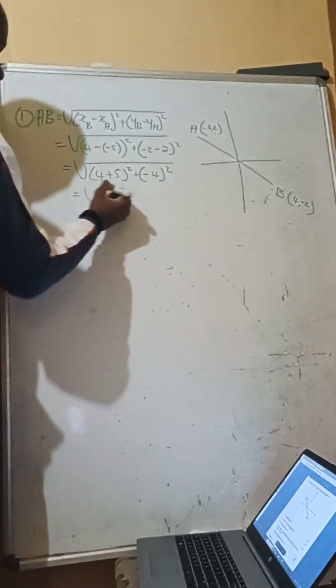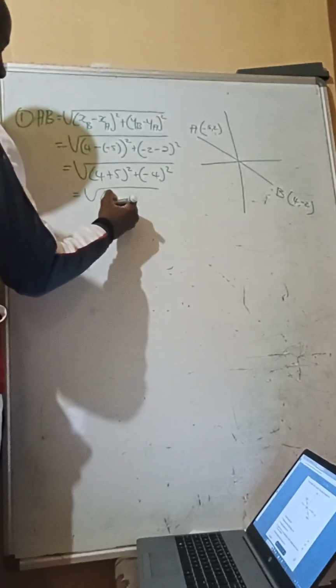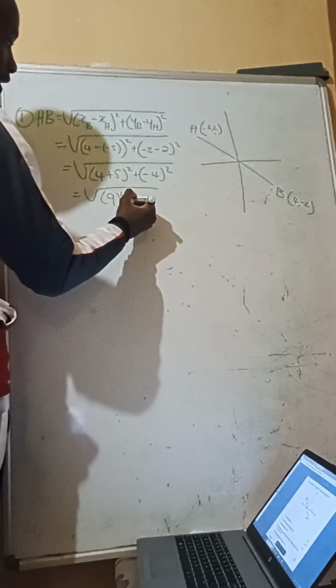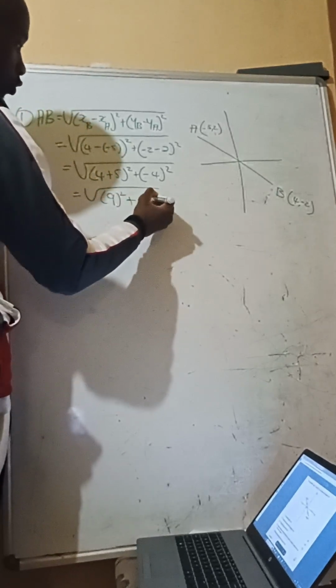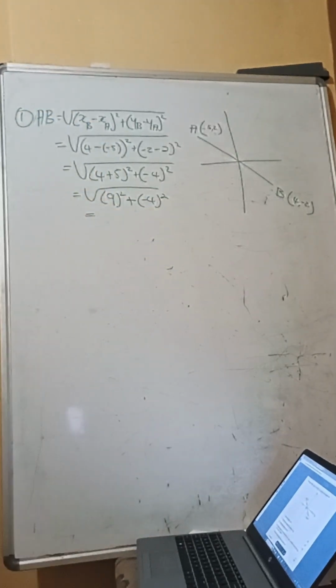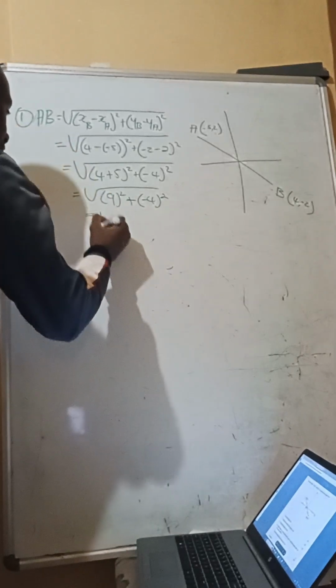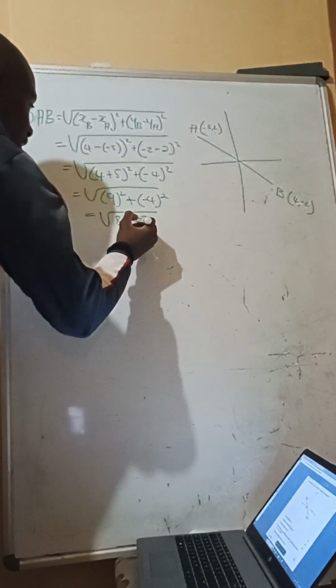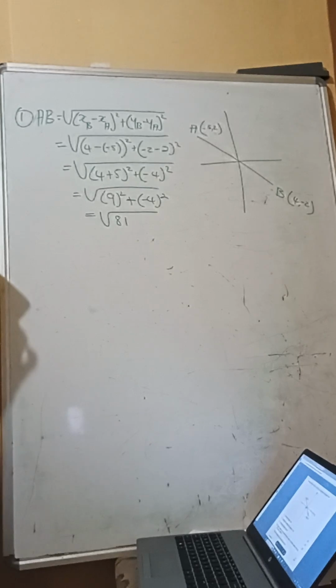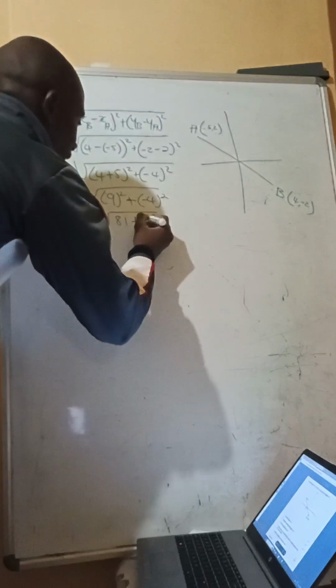So here we are going to have how much? We're going to have 9 squared plus into -4 squared. So now 9 squared, it is the same as 9 multiplied by 9. So I'm just going to say 9 multiplied by 9, it is 81. It's going to be 81, and then -4 squared, -4 multiplied by -4, it is going to be plus 16.